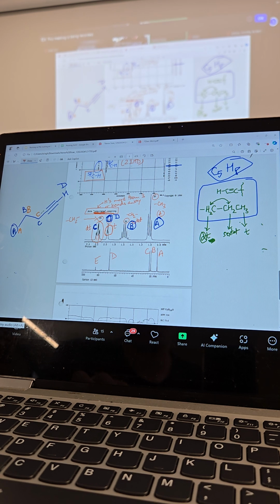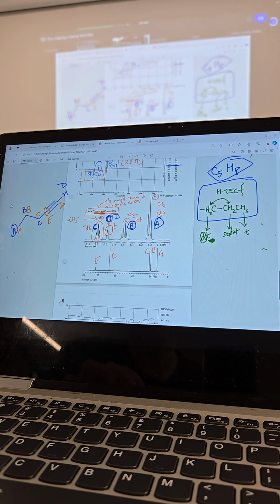E would be the carbon triple bonded to the other carbon and bonded to the one in between. Why do you say that this carbon is E, not D? Because it's not bonded to any hydrogens. Exactly, and that's why it's smaller compared to the others. And the other one is D.